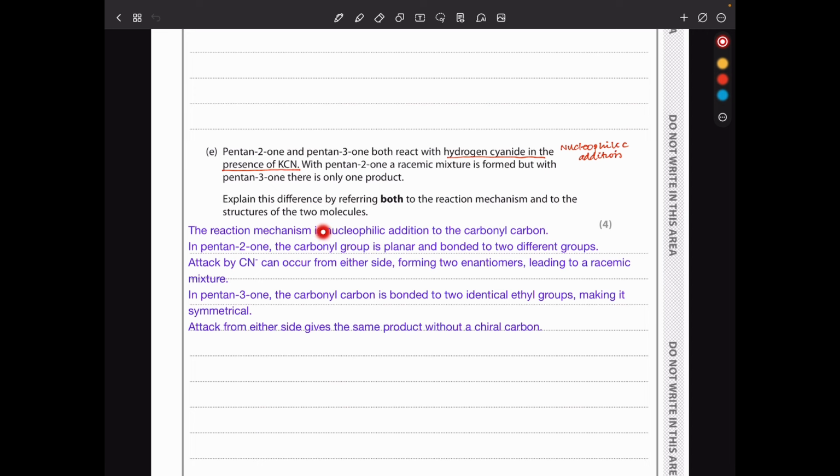So I say the reaction mechanism is nucleophilic addition to the carbonyl carbon in pentan-2-one. The carbonyl group is planar and bonded to two different groups. Attack by CN- can occur from either side, forming two enantiomers leading to a racemic mixture.